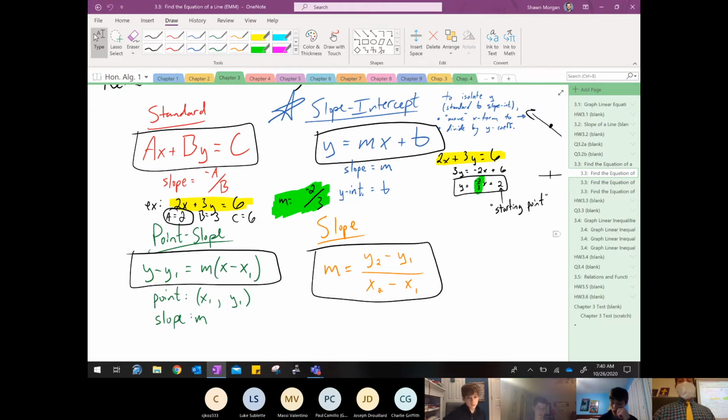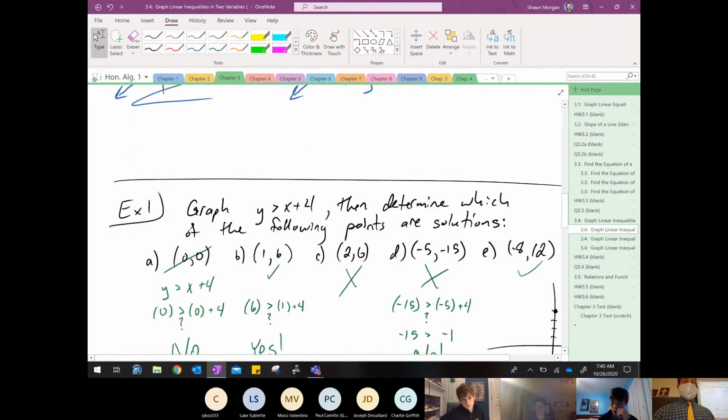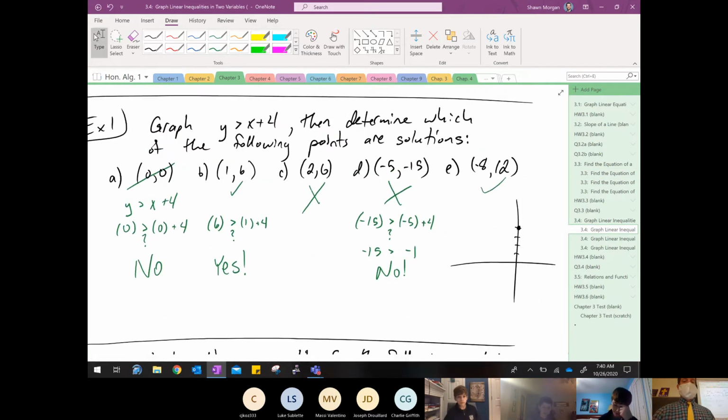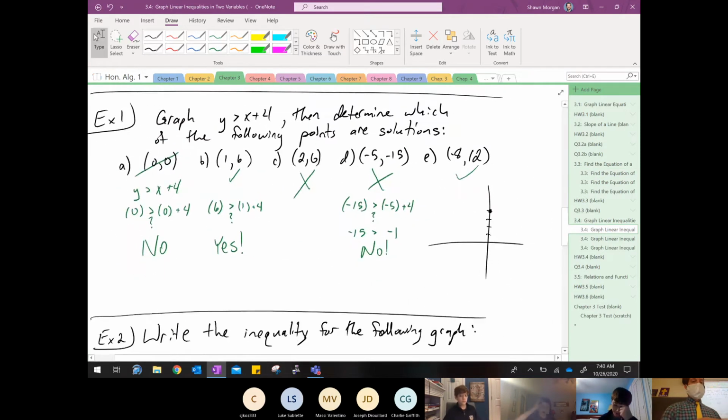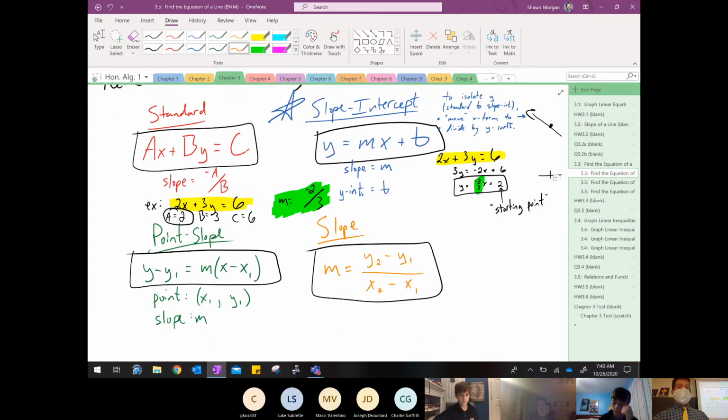Shall I go back to the example? There's the example. Okay. So which one of those 3? I think it's standard. Okay, so you got y by itself on the left. Oh, slope intercept. Slope intercept. Good. It's this one right here.